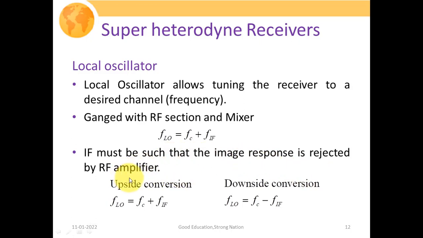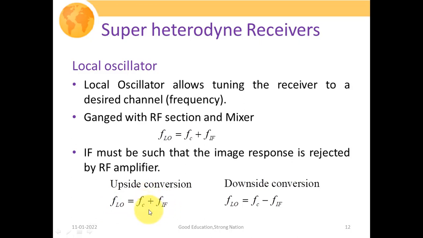If you talk about upside conversion, that turns out to be f_C plus f_IF, and if you talk about downside conversion, then the local oscillator frequency will be equal to f_C minus f_IF. So either of the local oscillator frequencies can be used. They will produce the same intermediate frequency outcome. But here in this heterodyne receiver, we will be using the upside conversion, that is f_C plus f_IF.